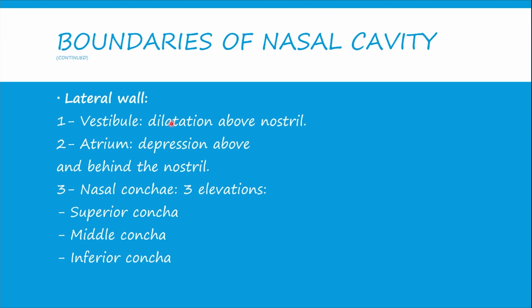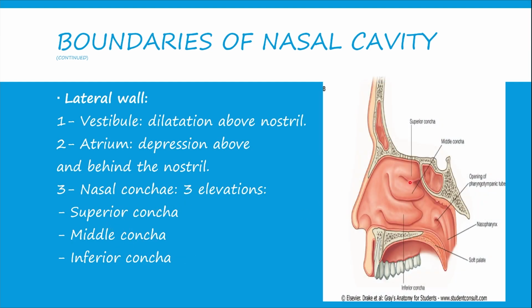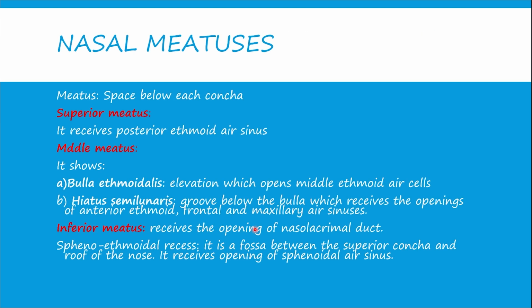And for the lateral wall, there is a vestibule, which is a dilatation above the nostril, and the atrium, which is a depression above and behind the nostril. It has three nasal conchae, three elevations: superior concha, middle concha, and inferior concha. So this is the superior concha, the middle concha, and the inferior concha. And it also has a meatus, which are the spaces under the conchae. This is the superior meatus, middle meatus, and inferior meatus, which we are going to talk about in the next slide.